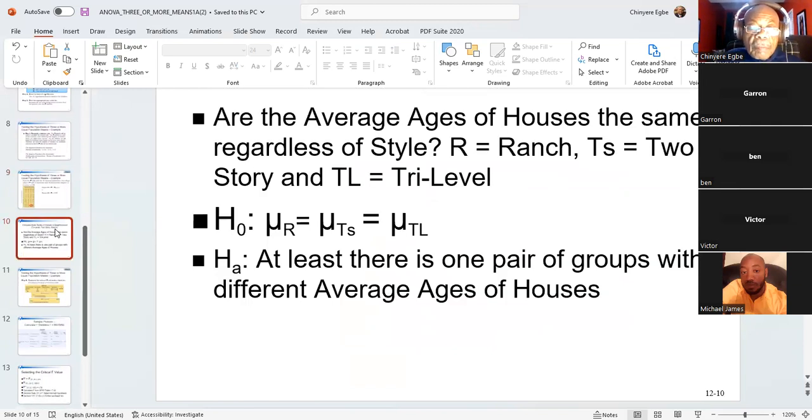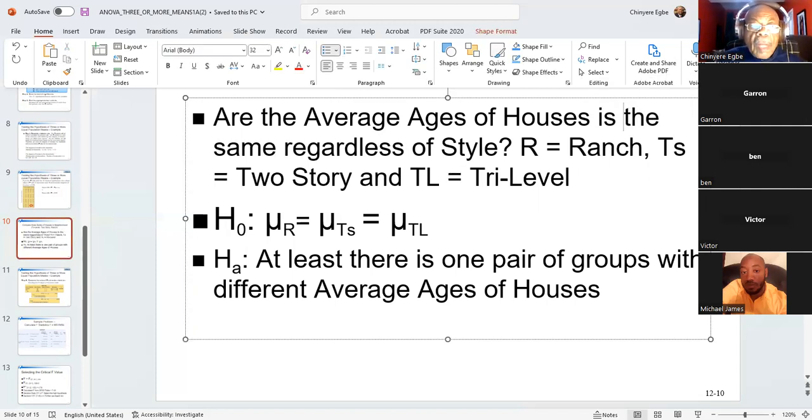All right. So we're looking at the average age of houses. We're saying that the null hypothesis is that the average age of houses is the same regardless of the style, ranch, two-story, or tri-level. And when you're looking at a problem like this, you ask what leads you to this kind of hypothesis in a practical world situation.